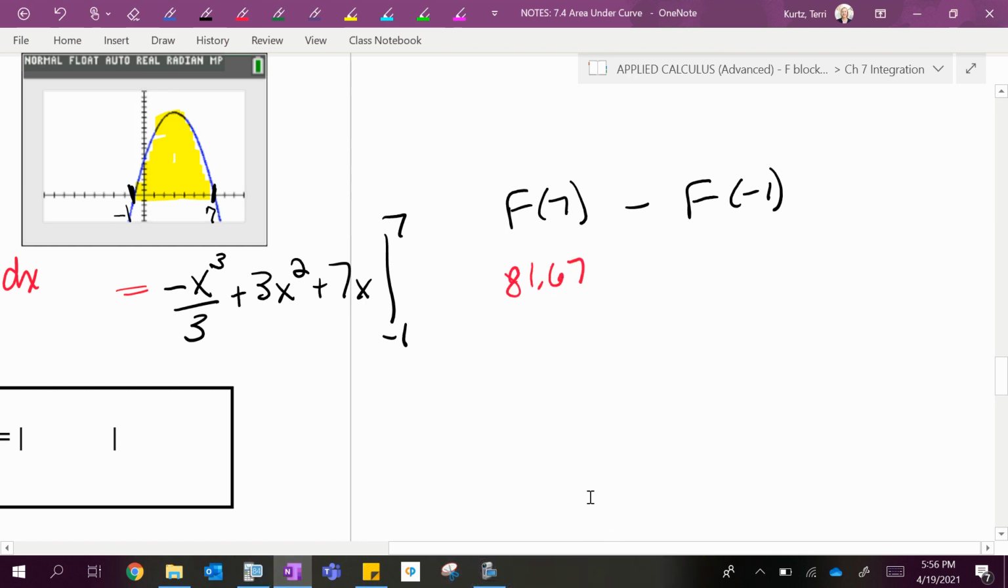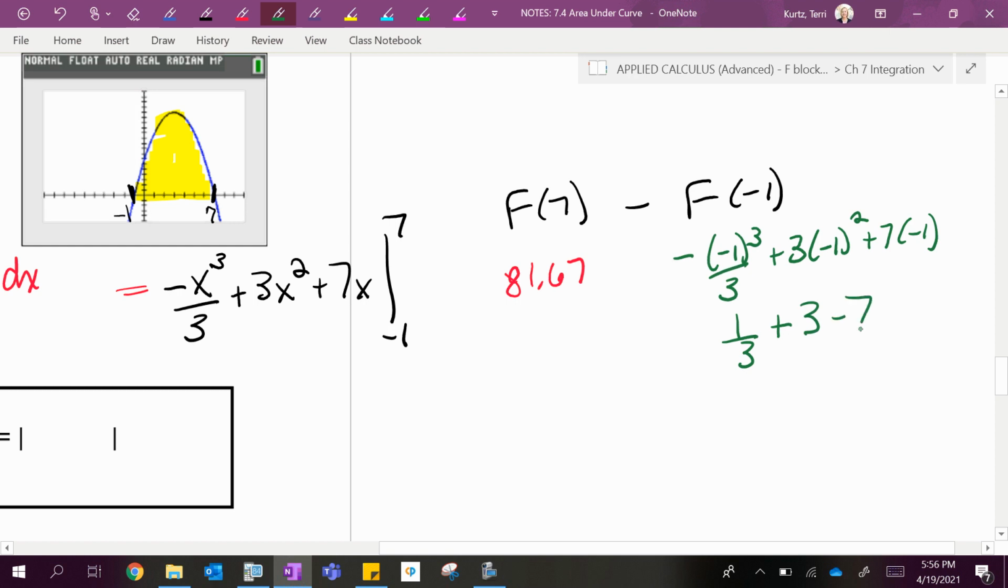Now I'm going to find f at -1, and again, this one I can do by hand. So -1 cubed over 3 plus 3 times -1 squared plus 7 times -1. -1 cubed is going to be -1 times -1 times -1, which gives me -1, so I got -1/3 plus, negative 1 squared is positive, so plus 3, and then minus 7. And that ends up giving me negative 4 plus 1/3. So that actually gives me negative 3.67. Okay, so you could plug that in on your calculator if you wanted to.